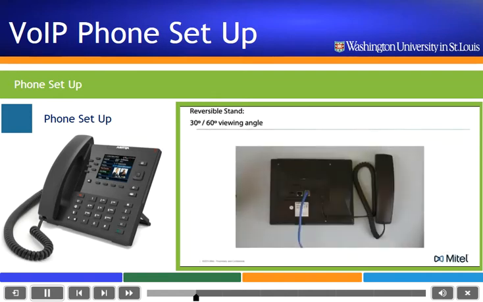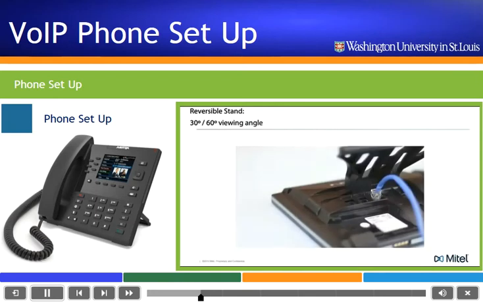Now let's attach the reversible stand. The stand provides a 30 degree or 60 degree viewing angle. Attaching the stand like this will give the phone a higher 60 degree viewing angle. Gently put the stand in the telephone slot. You will know you have inserted it correctly because it takes no effort to hold it in place. Slide the stand to the right and it will snap into place.